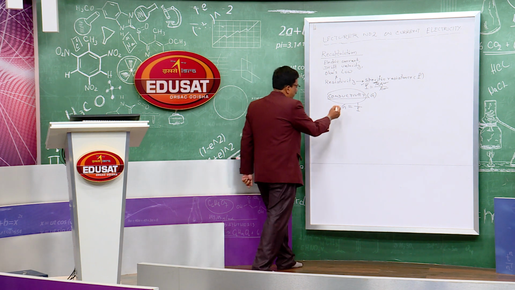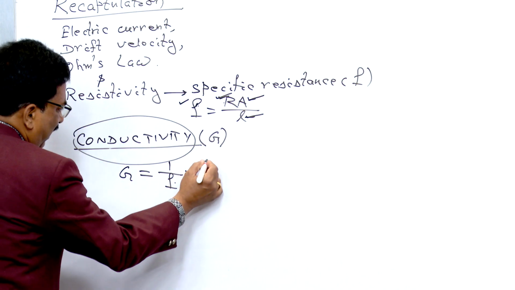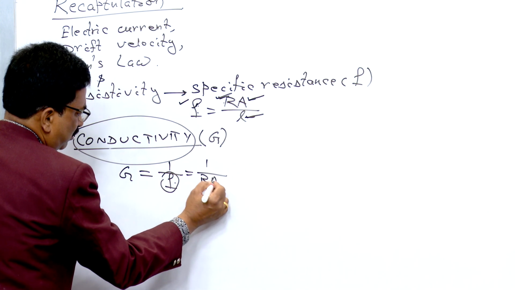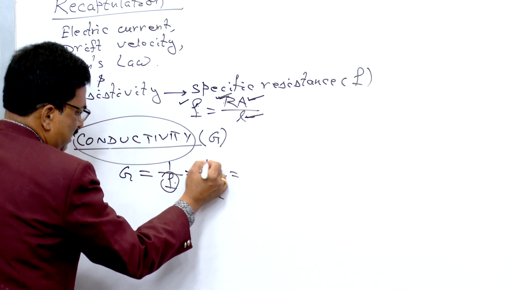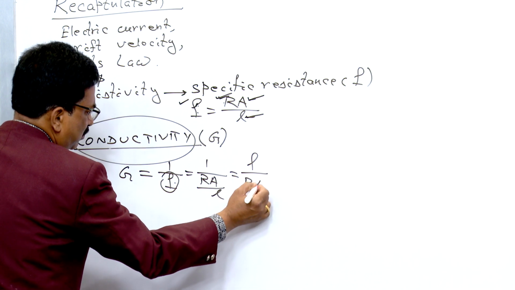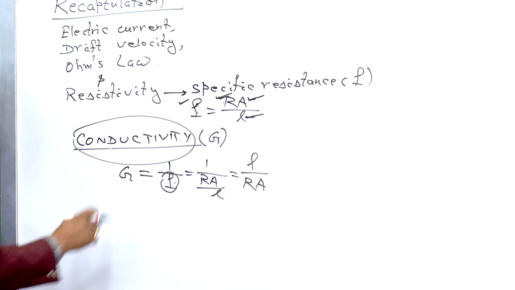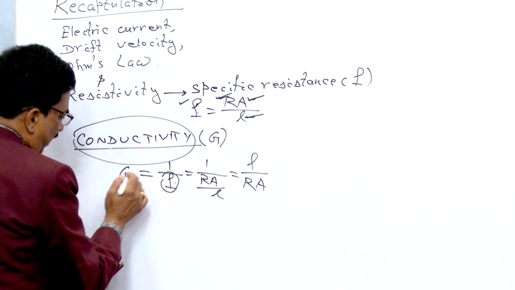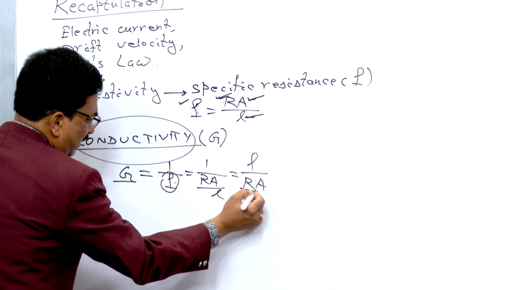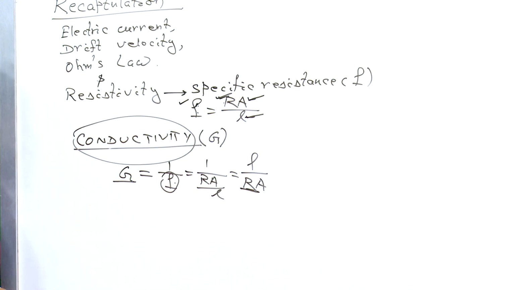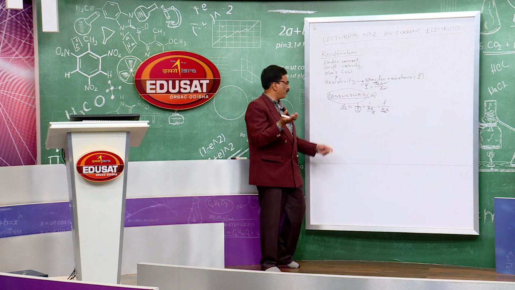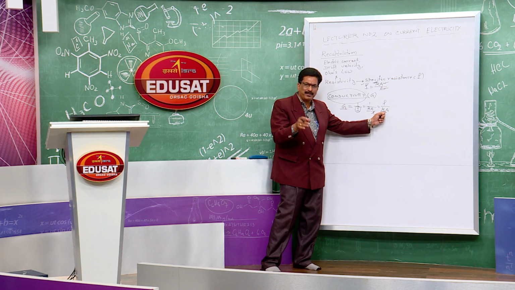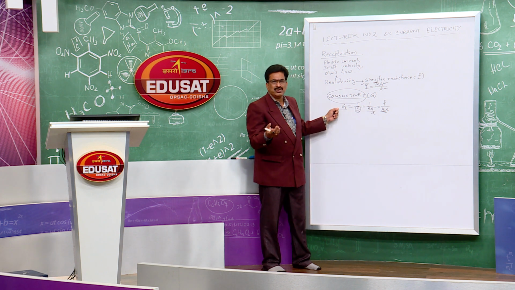So, if it is the reciprocal of the resistivity, and this resistivity rho, as we have written here, equals RA by L, then this L will go up. So, this is equal to L by RA, that is the conductivity. If this is L by RA, you see this G is related inversely with the resistance. This means if the resistance is more, then the value of G will be less. If the value of R is less, then the value of G will be more.